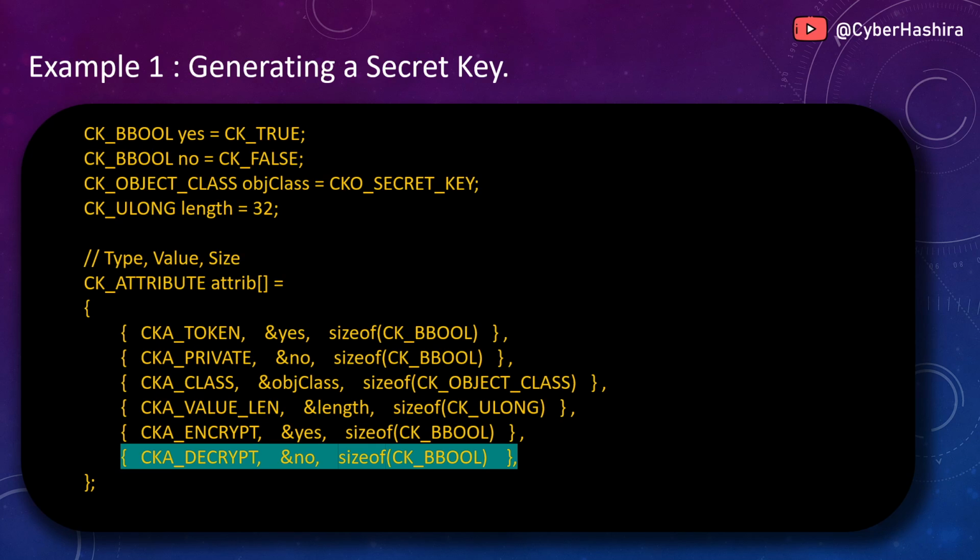So just to summarize, I am generating a secret key of size 32 bytes, which should persist in a token. It can be accessed without authenticating. This secret key can encrypt, but it can't decrypt. I hope everything I talked about at the beginning of this video is finally starting to make sense. Let's have a look at one more example, an easy one to understand.